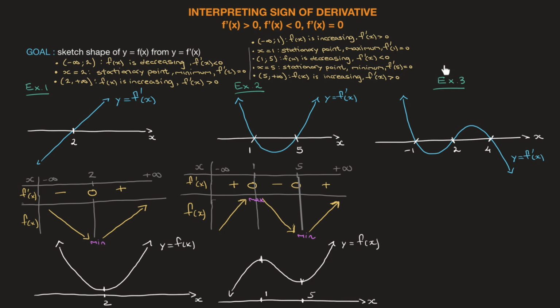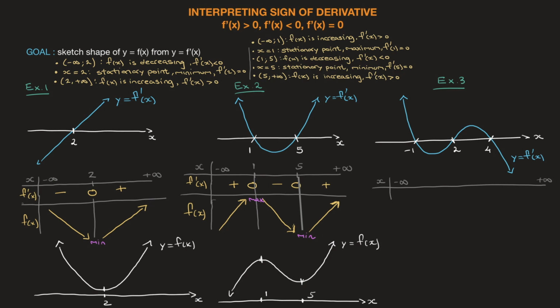Okay, let's look at the third and final example, where once more we're given the graph of y equals to f dash of x, and we need to make a sketch of what y equals to f of x could look like. Okay, now the method doesn't change here. I again create a sign table for which the top row represents x, and as we can see, the curve seems to go on forever on the left-hand side and on the right-hand side as well. So I say that we're looking at this from negative infinity all the way up to positive infinity.